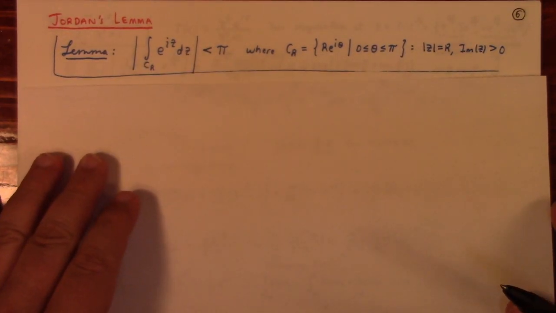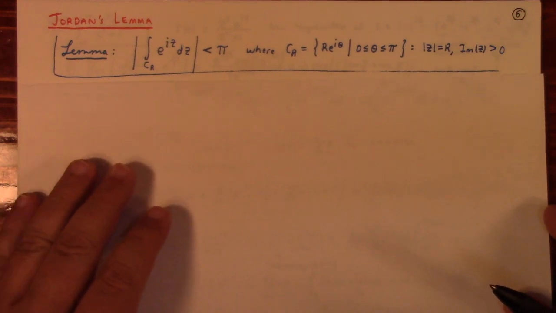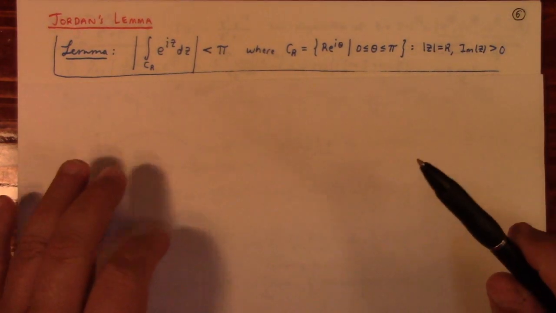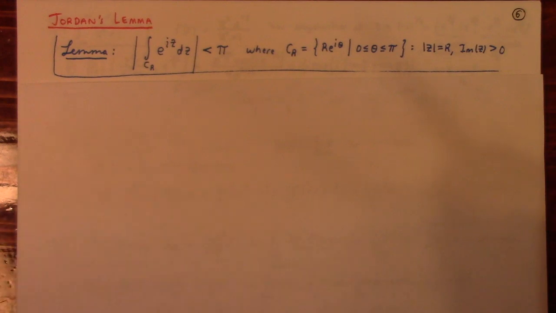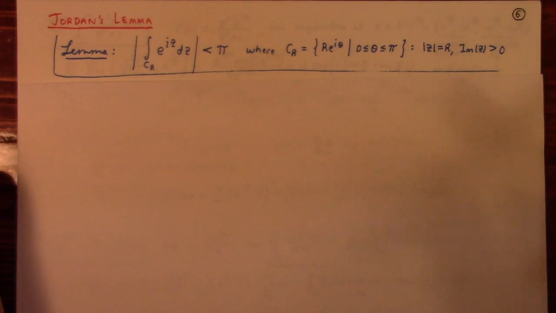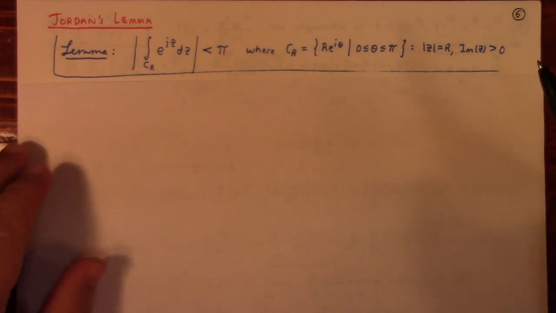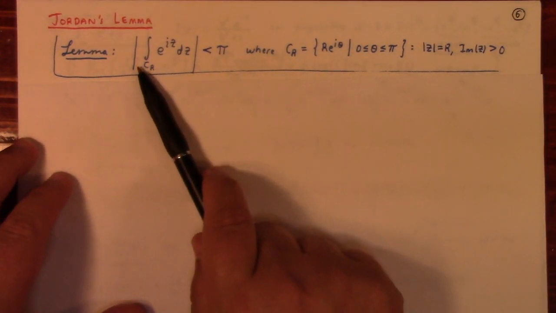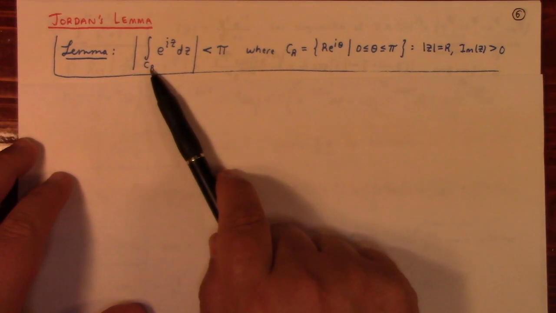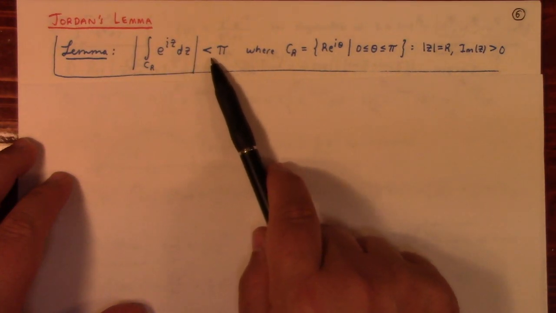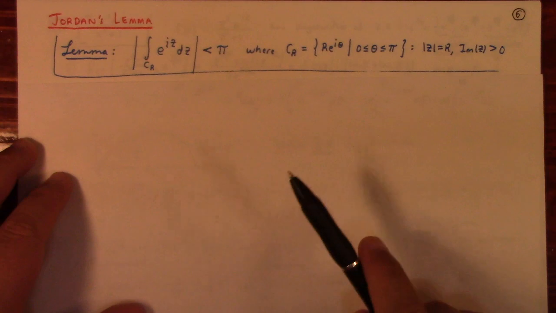Anyway, so Jordan's lemma is the next step here. It's a little bit more nuanced than the estimates we've been using so far. It's much closer to being on the bubble of failing. The things we've been doing so far have been a little bit greedy, I would say. So the modulus of the integral over the upper half circle of e to the i z dz is less than pi. That's what Jordan's lemma says.